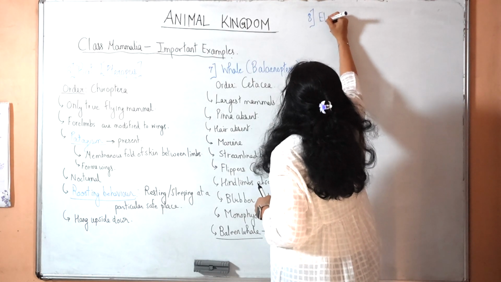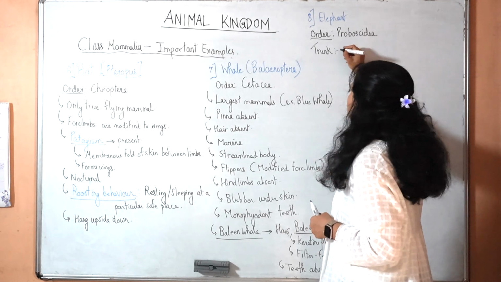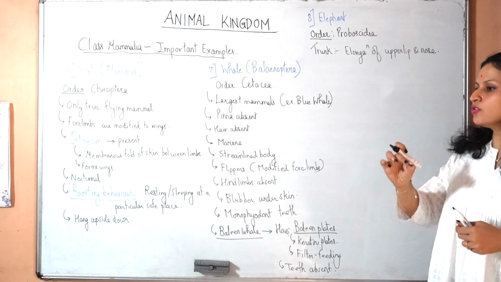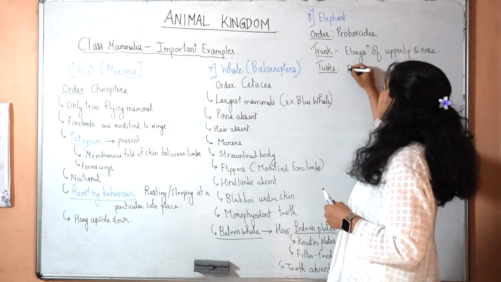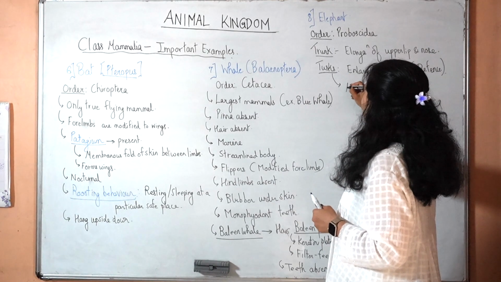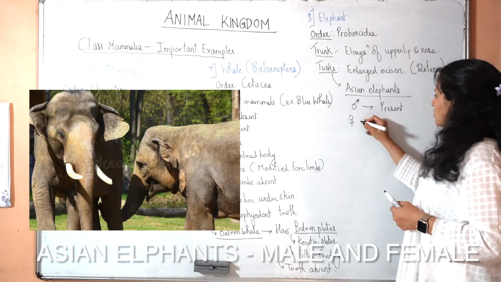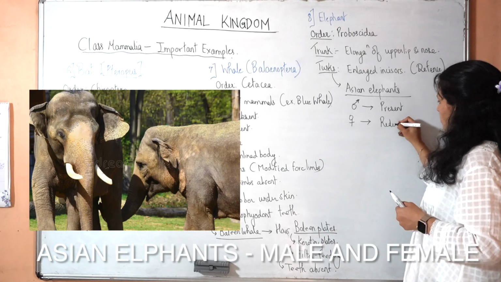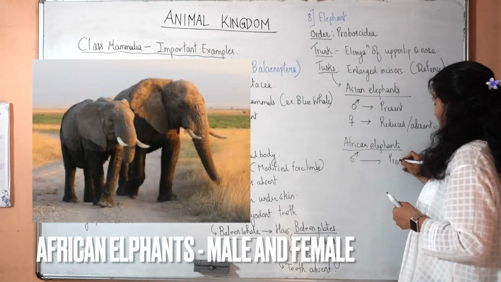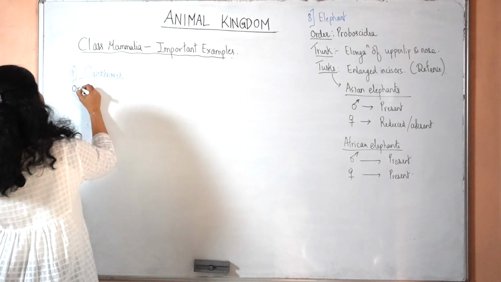Eighth one, elephant, order Proboscidea. The trunk that the elephants have is an elongation of the upper lip and nose. The tusks are actually enlarged incisors and they are mainly meant for defense. In Asian elephants, for the male the tusks are present and in the female the tusks are reduced or absent, but when it comes to African elephants the tusks are present in both the male and the female, long and enlarged.